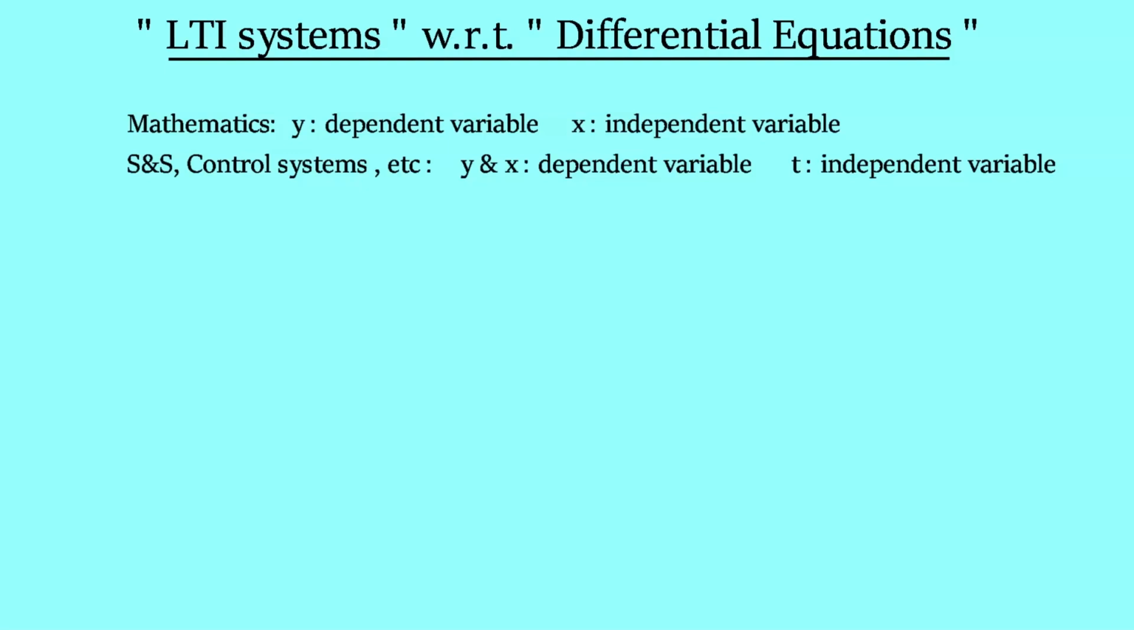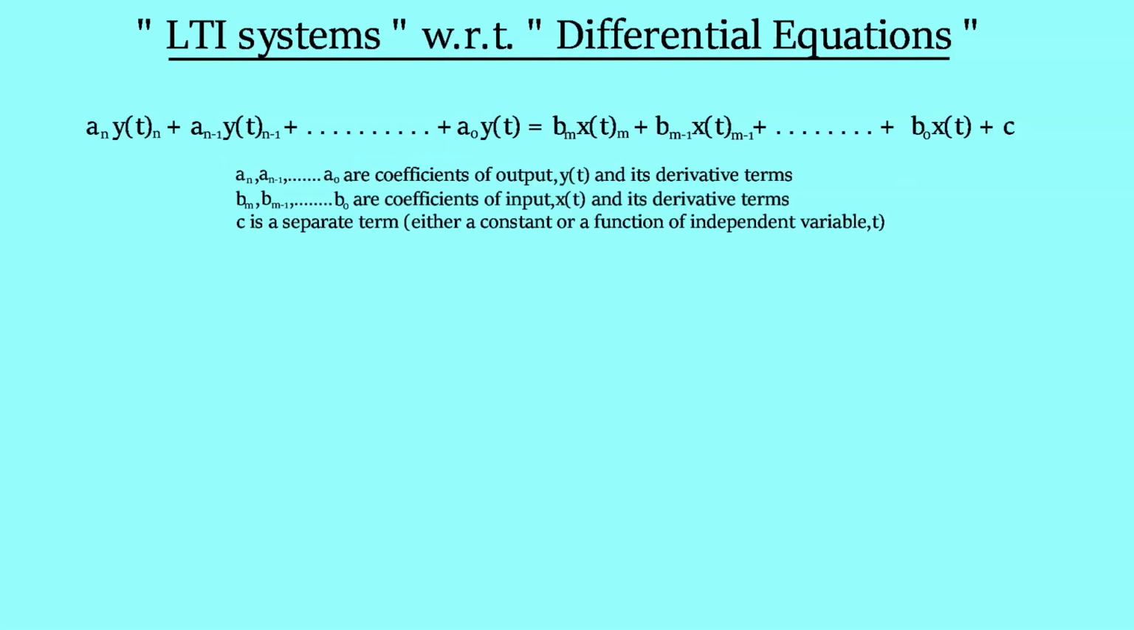Here we have the general form of a differential equation where a_n, a_(n-1), etc. are the coefficients of the output y(t) and its derivatives, whereas b_m, b_(m-1) and so on are the coefficients of input x(t) and its derivatives. C is a separate term not consisting of output or input.